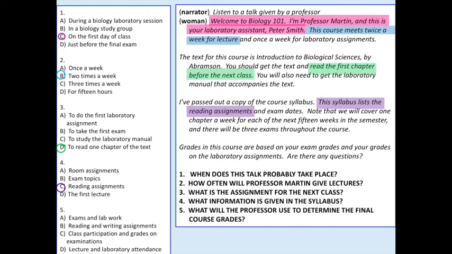Finally, number 5. What will the professor use to determine the final course grade? The answer to this question was at the end of the recording. Grades in this course are based on your exam grades and your grades on the laboratory assignments. So the answer to number 5 is A, apple, exams and lab work.